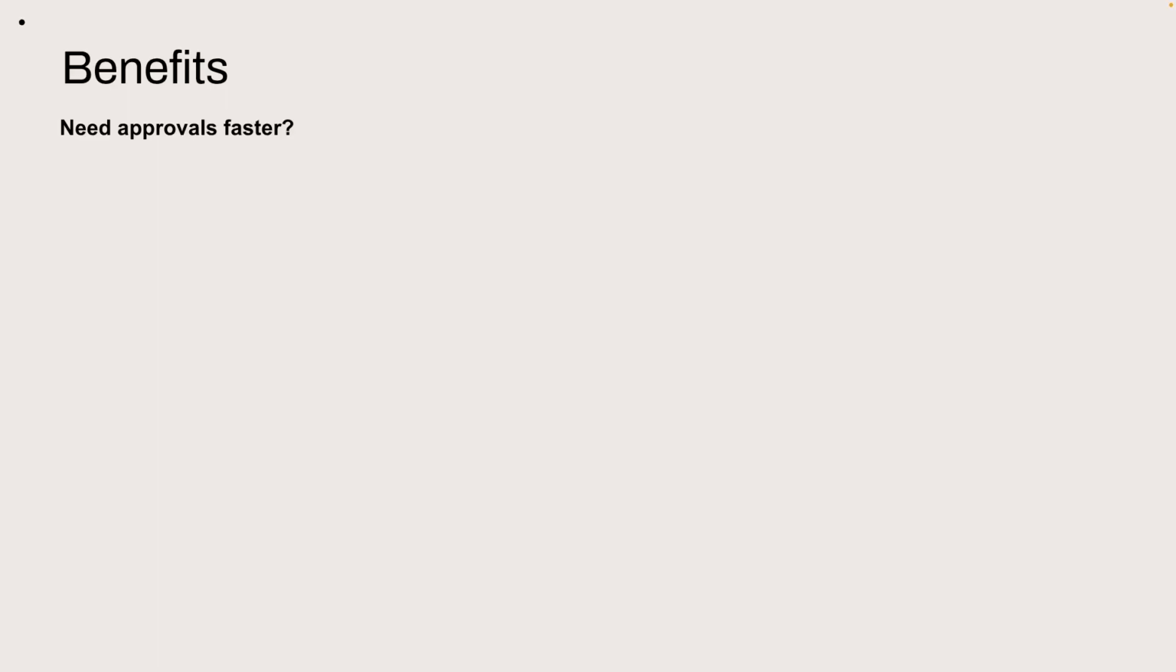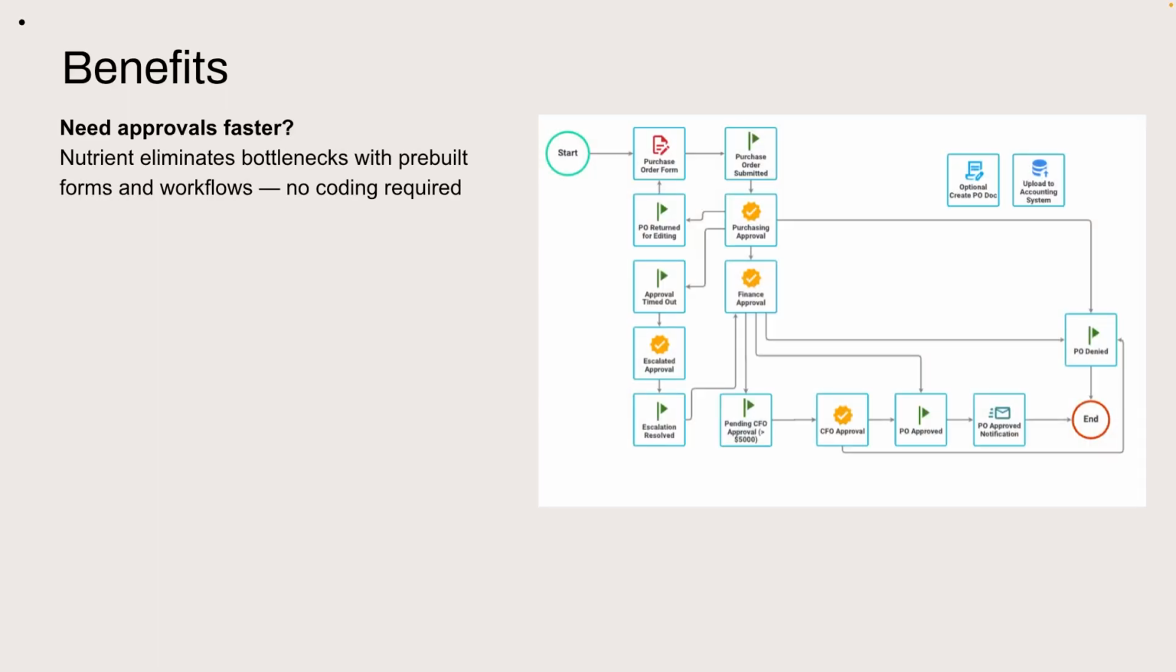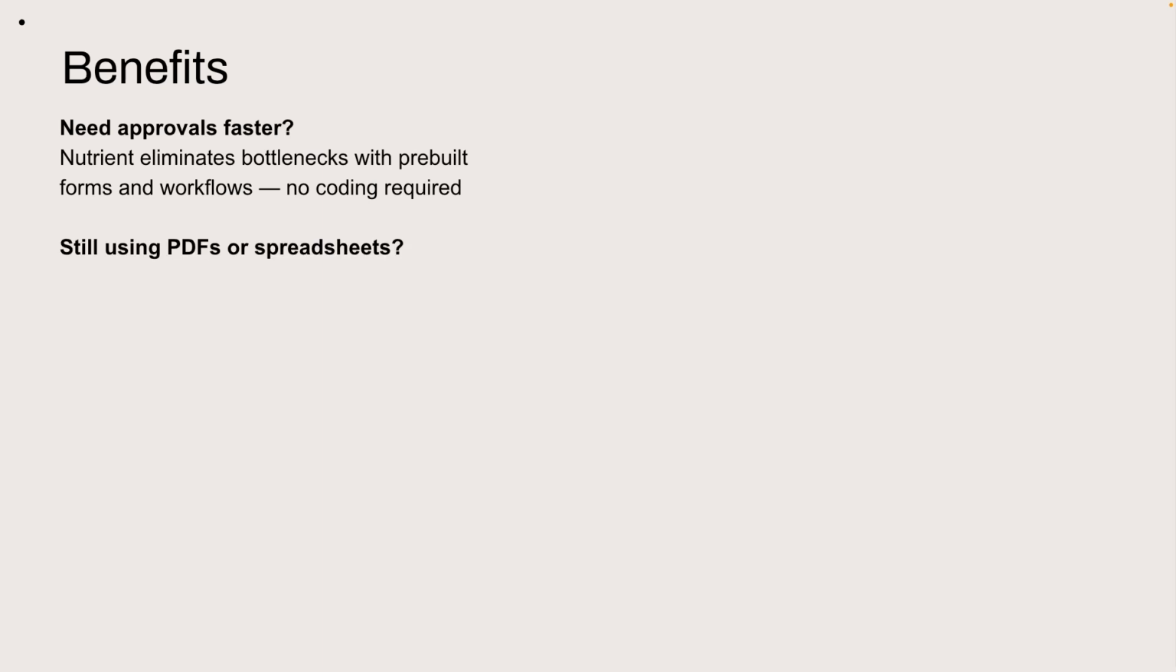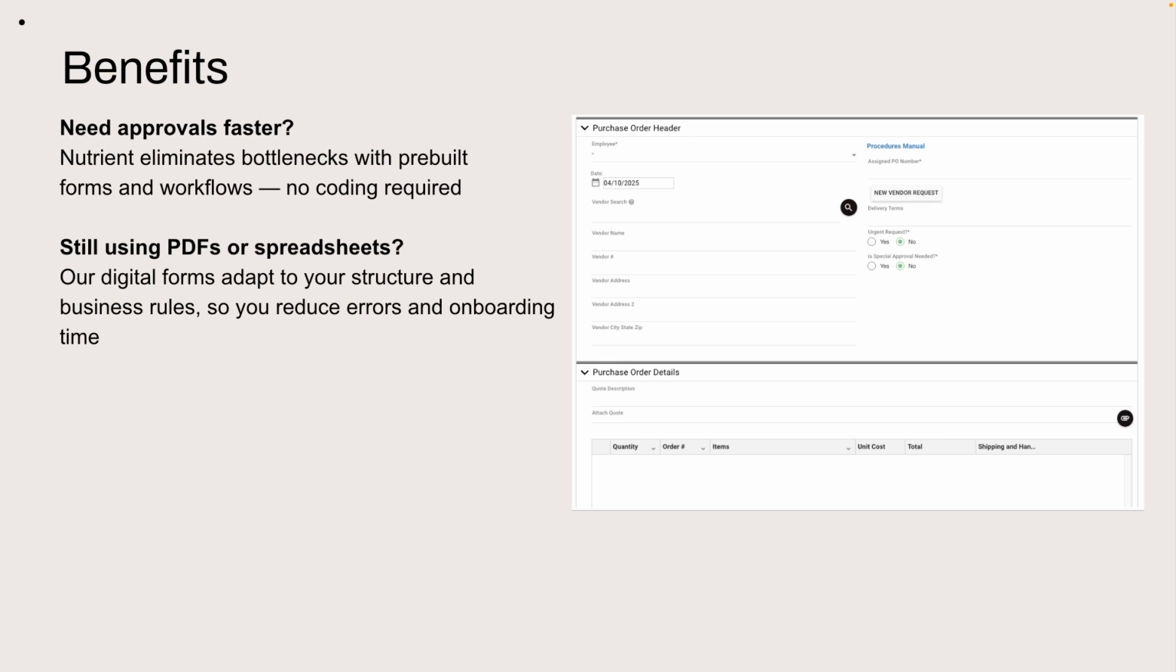Need faster approvals? Nutrient eliminates bottlenecks with pre-built forms and workflows, no coding required. Still using PDFs or spreadsheets? Our digital forms adapt to your structure and business rules, so you reduce errors and onboarding time.